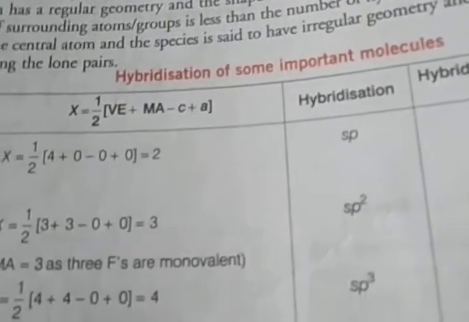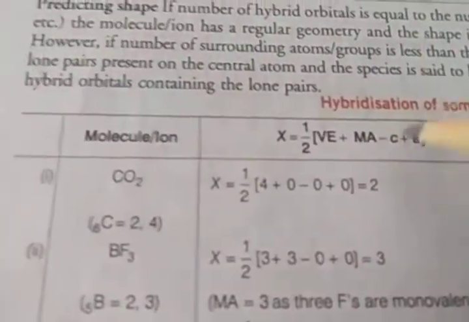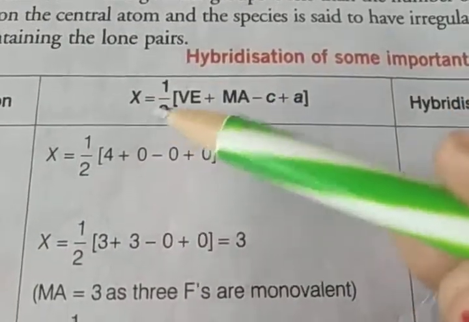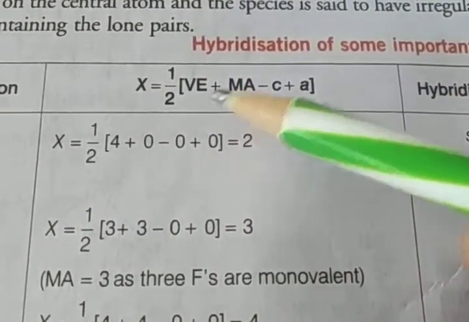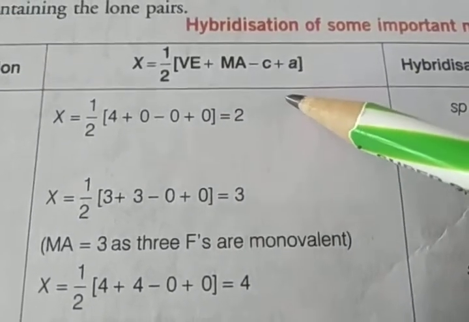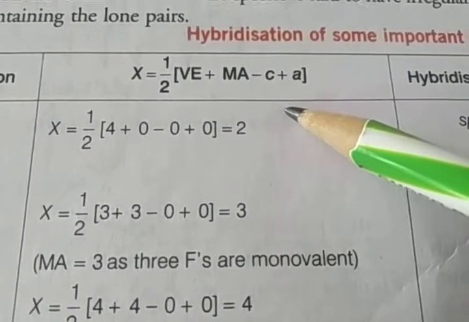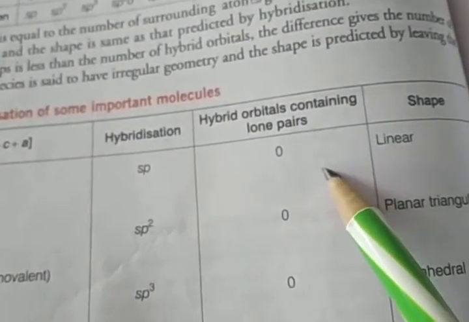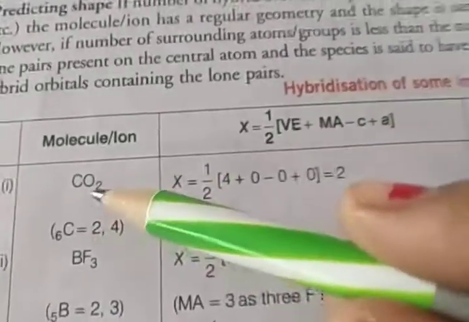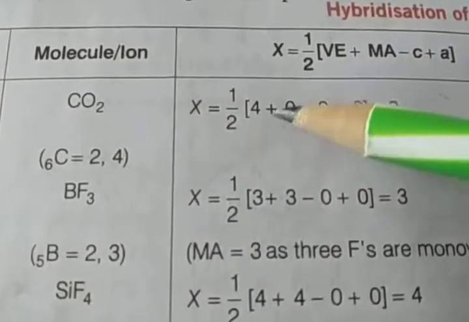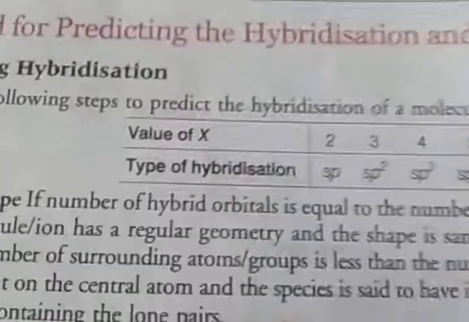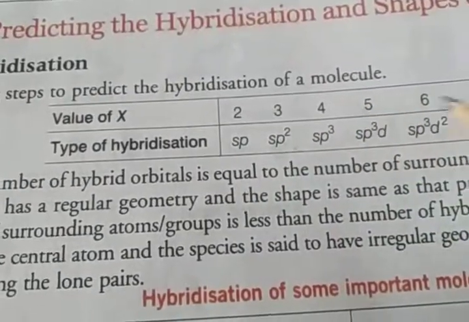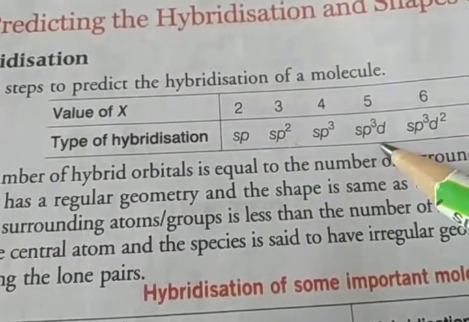To find the hybridization of some important molecules, we have to learn this formula: X is equal to half of VE plus MA minus C plus A. Here we find the hybridization, hybrid orbitals, lone pairs and shape. Take carbon dioxide as an example. See the value of X: 2, 3, 4, 5, 6 corresponds to sp, sp2, sp3, sp3d, sp3d2.